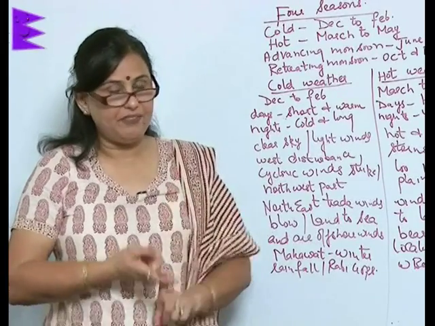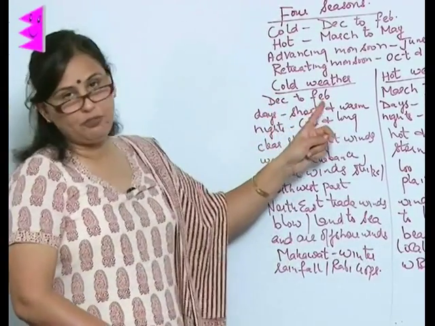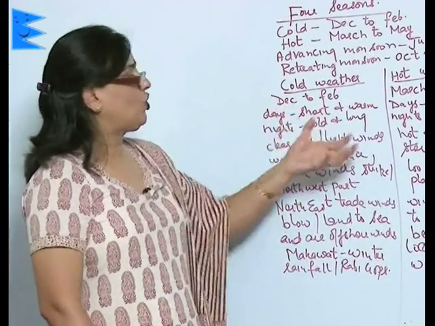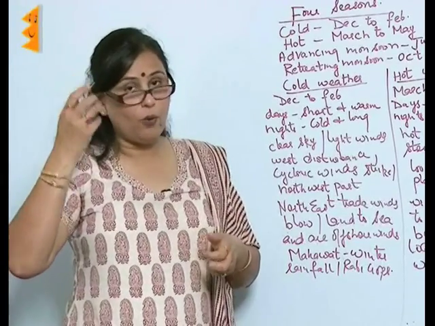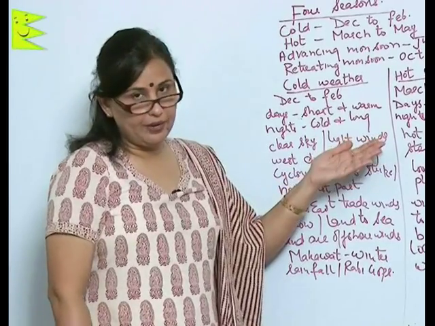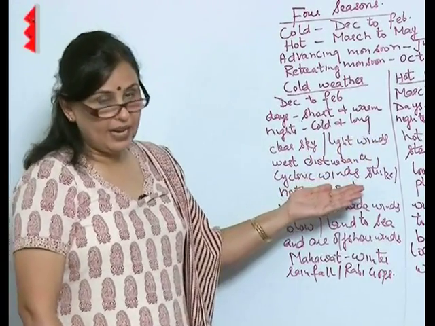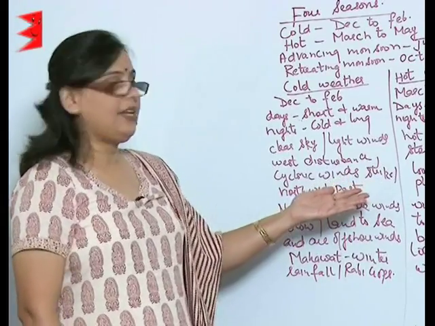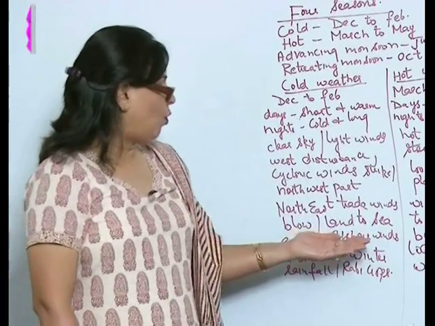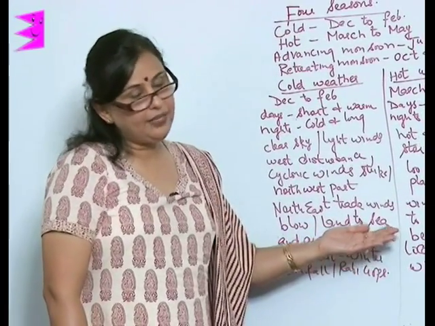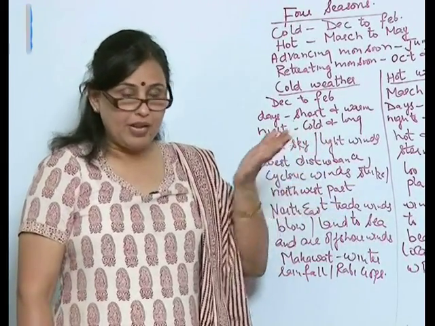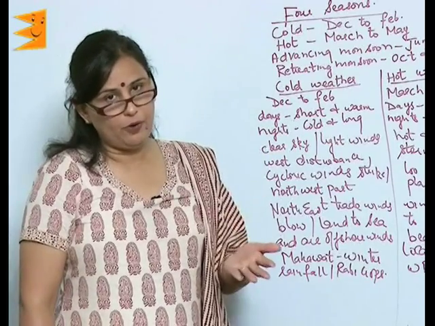So, once again if I revise it, I would just say December to February this continues and the days become short and warm and the nights are cold and long. There's clear sky, the light winds keep blowing, then the western disturbances and the cyclonic winds keep striking the northwestern part of India, and we also see that the offshore winds keep blowing and the Mahavat or the winter rainfall, as we call it, becomes very important for the Rabi crops.